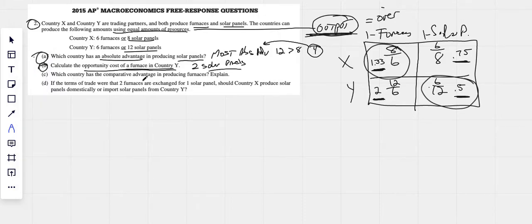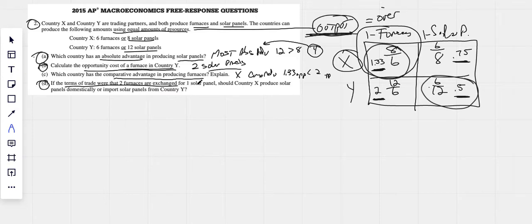All right, which country has the comparative advantage in the production of furnaces? Obviously, X does, because X produces at a lowest opportunity cost. And we would explain just like that. X has comparative advantage because 1.33 opportunity cost is less than 2 opportunity cost of Y producing furnaces. All right. Terms of trade questions are always tricky.